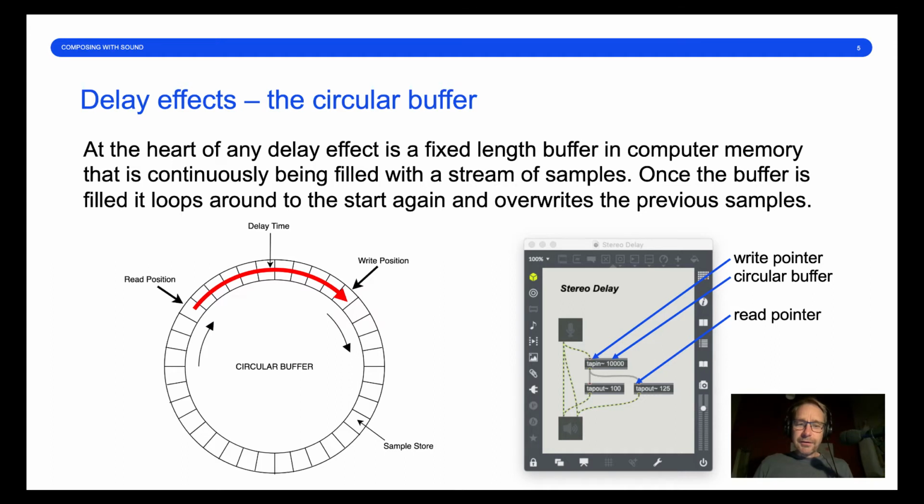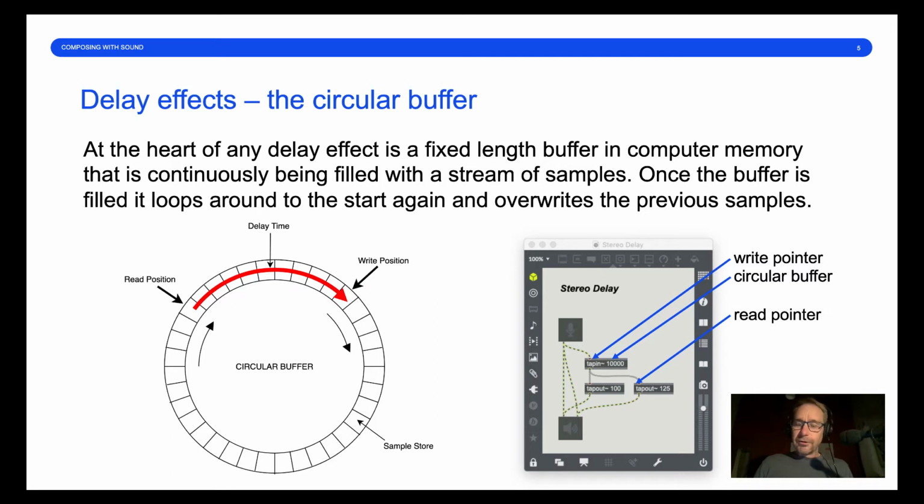You can see that there is a write position, so this is where the current signal is being written into the current cell in the circular buffer, and there is a read position, which is reading out from the buffer. Now we can have as many read positions as we want to create separate echoes from the signal. And the red arrow shows the delay time, the amount of time that's elapsed between when the signal is written into the buffer, when it's recorded, and when it's played out of the buffer from the read position. And so the write and read positions move around the buffer in a circular motion.